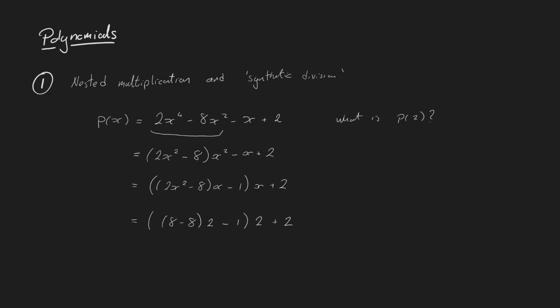So I'm just substituting in the 2. So this already is 0. So that whole thing is 0. And so we just have minus 1 times 2, minus 2 plus 2. And the result gives me 0.